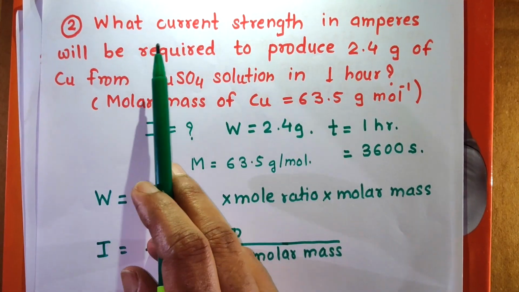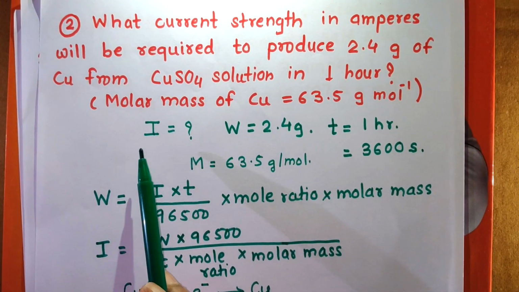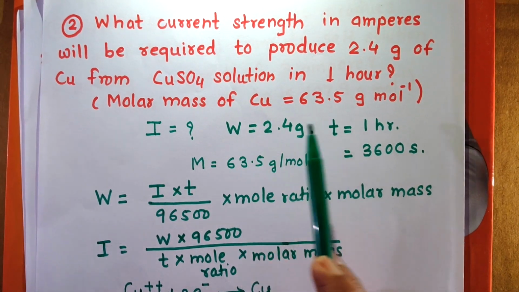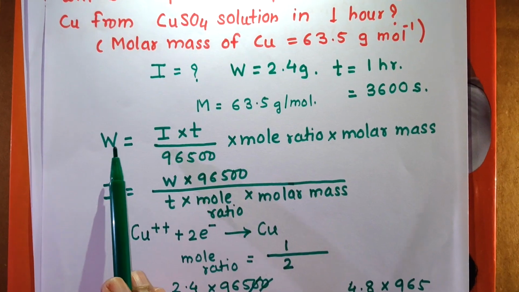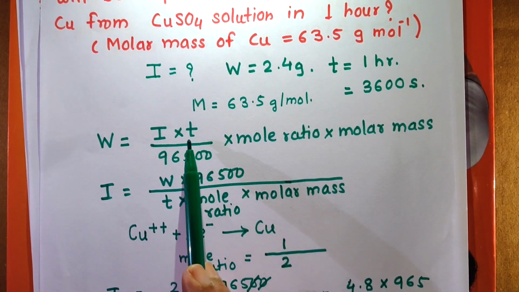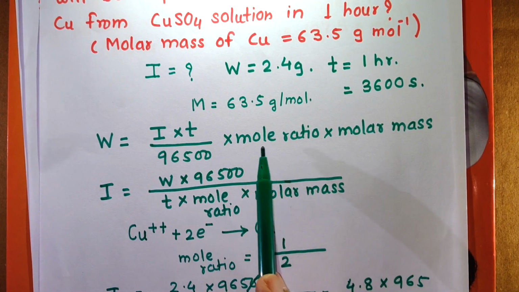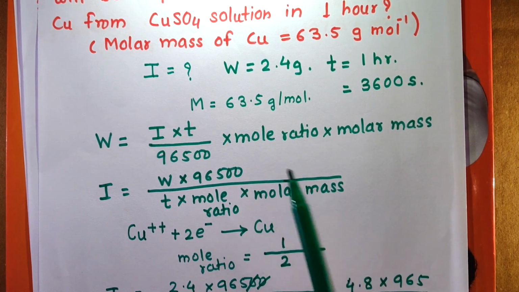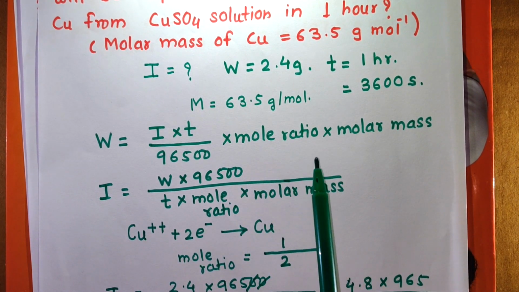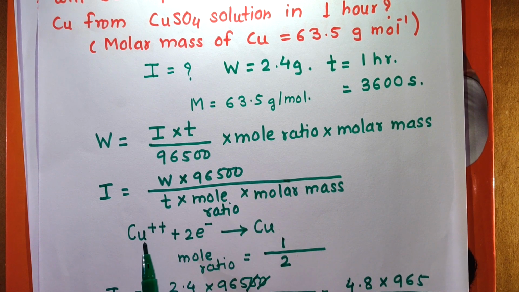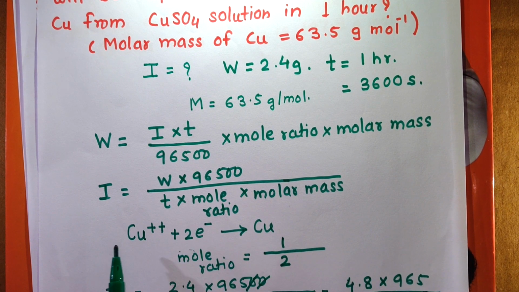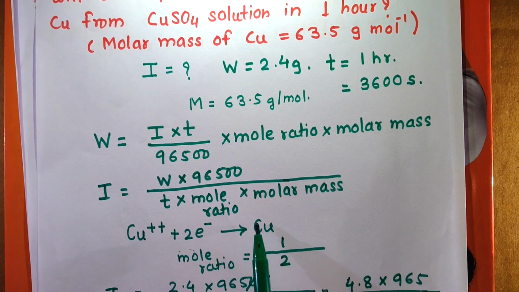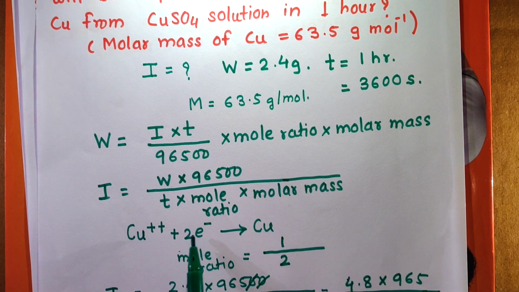We have to calculate current strength in amperes, that is I. W is given, T is given, molar mass is given. Now we have the formula W is equal to I into T upon 96500 into mole ratio into molar mass. Mole ratio we have to determine, and mole ratio is calculated by using the chemical equation. You must know which reaction takes place at the cathode. For formation of 1 mole of copper, we require 2 moles of electrons.